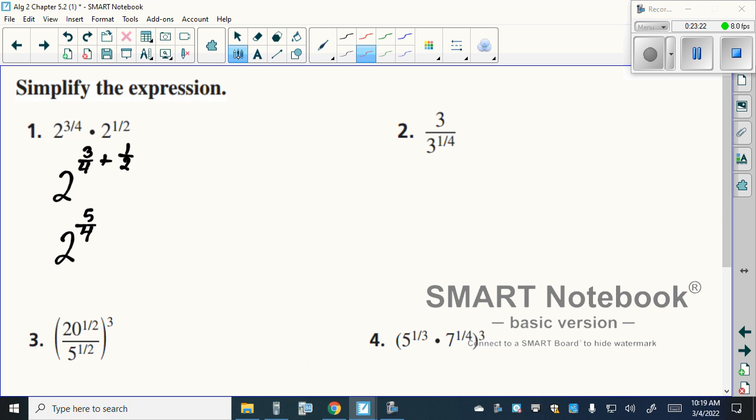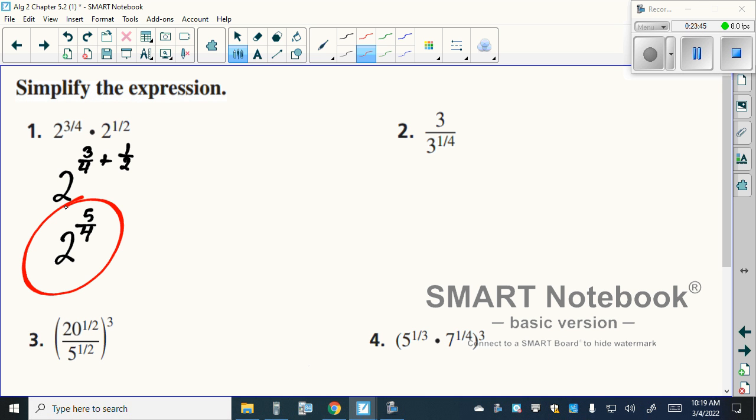Yep. And for the most part, these here, especially with that addition, subtraction of fractions, we could do that in a calculator. So the yellow calculator, 3/4 plus 1/2, enter, it'll do it for you. But unfortunately, we can't type the whole thing in, 2 to the 3/4 plus 1/2, because it doesn't give us a whole number. Let's look at the next one.